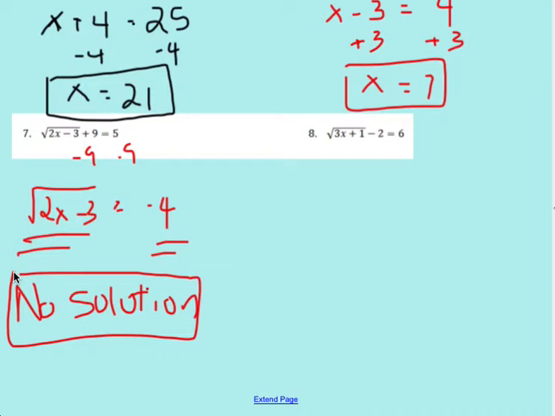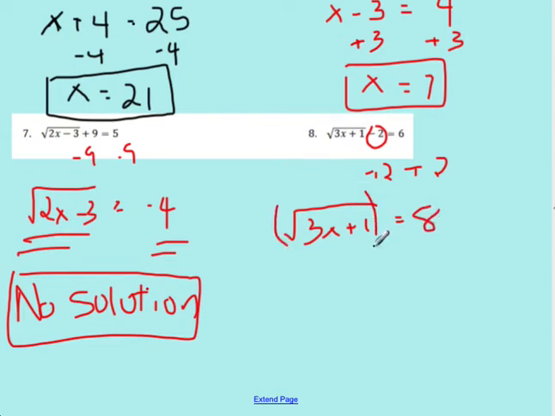Next, the first thing I want to do on number 8 is bring that minus 2 over to the other side. So I need to add 2 to both sides. So I get the square root of 3x plus 1 is equal to 6 plus 2, which is 8. So then we have the square root isolated, so I can go ahead and square both sides. And then I'm left with 3x plus 1 when I square both sides is equal to 8 squared, which is 16. So now the first thing I want to do is get that plus 1 over.